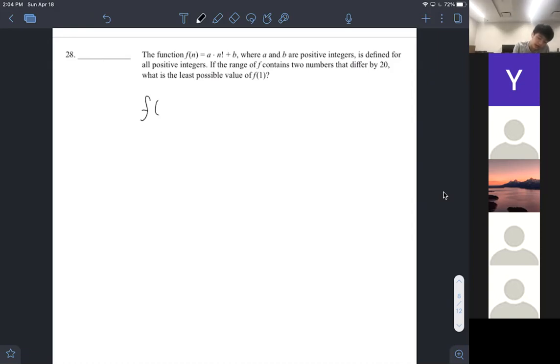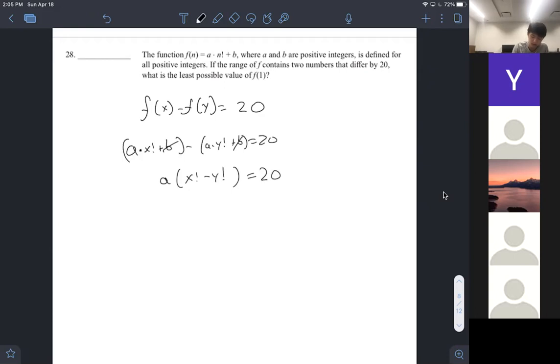That means that we can find x and y such that f of x minus f of y equals 20. And then substituting that into our function, this becomes a times x factorial plus b minus a times y factorial plus b equals 20. The b's cancel, so we have a times (x factorial minus y factorial) equals 20.